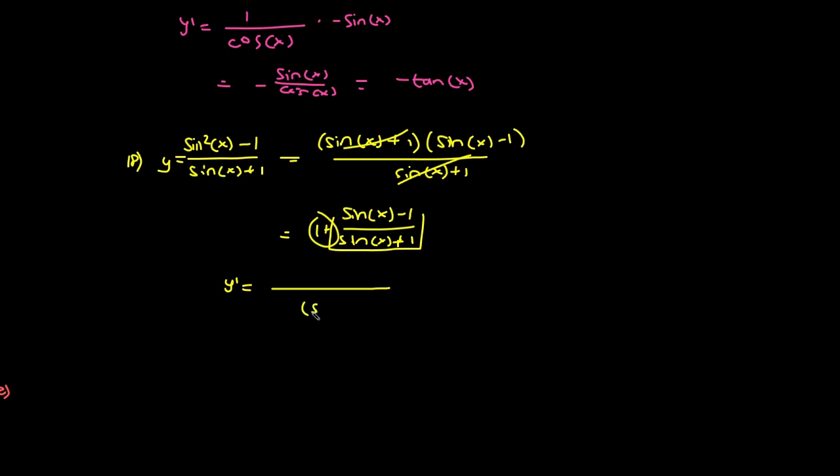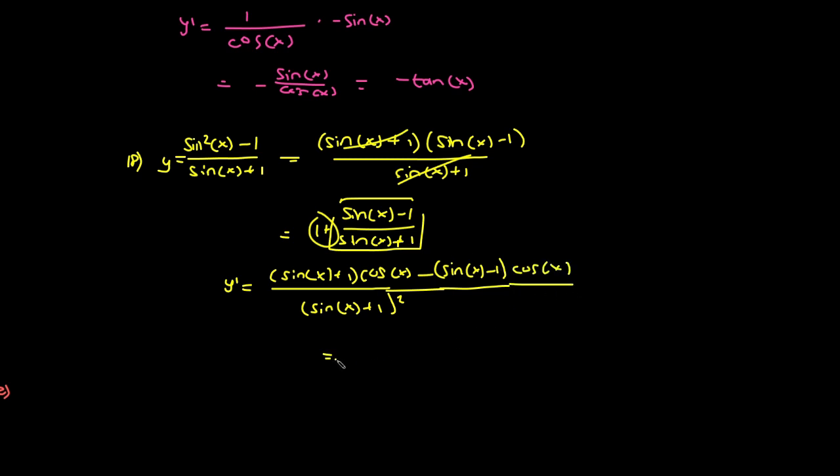I'll use the quotient rule for that. So this becomes sine of x plus 1 squared in the denominator, and in the numerator, the denominator times the derivative of the top bit. That's sine of x plus 1 times the derivative of the top bit: the negative 1 goes to 0, and sine of x becomes cosine of x. And for the second part, sine of x minus 1 just stays the same, and then I have to multiply by cosine of x.